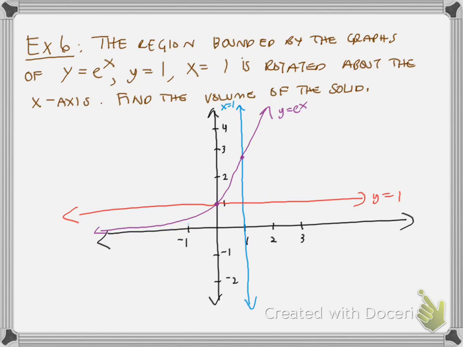Okay, and our last example, and I'm changing the wording on this a little bit at the end. The region bounded by the graphs y equals e to the x, y equals 1, and x equals 1 is rotated about the x-axis. Find the volume of the solid. Okay, so I drew the graph already, and this region here is what we're looking at.